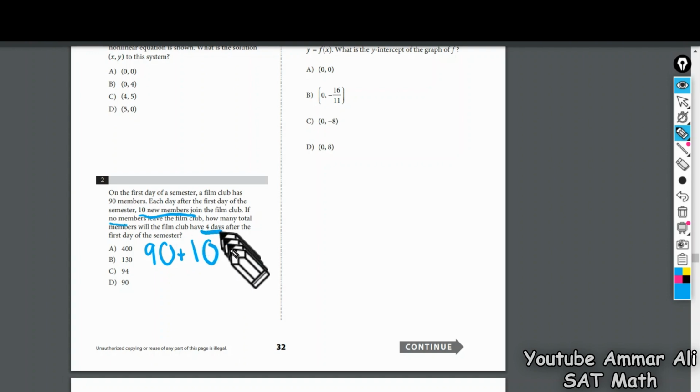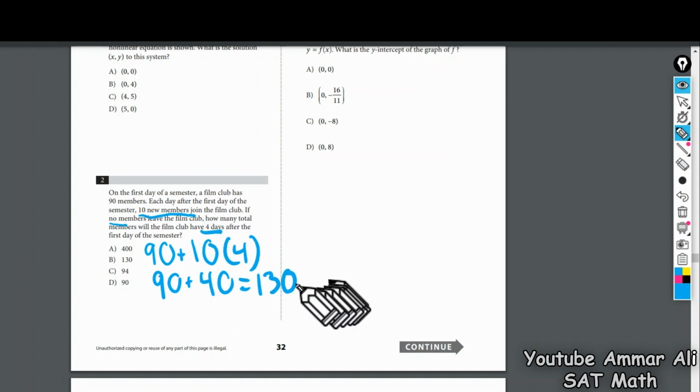We need to calculate 4 days after, right? So we do 10 times 4, right? So it's just going to be 90 plus 40, which is nothing more than 130, right? Very straightforward. You just kind of had to understand what they were asking us, right? They were just asking us how many members joined after 4 days if 10 new members come each day, right? Which would be 130. So pretty straightforward.